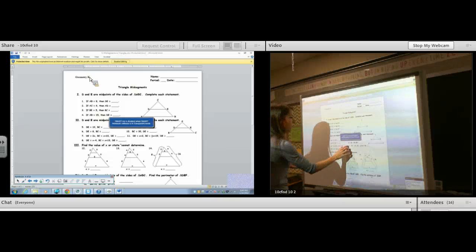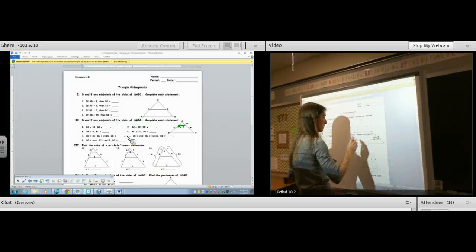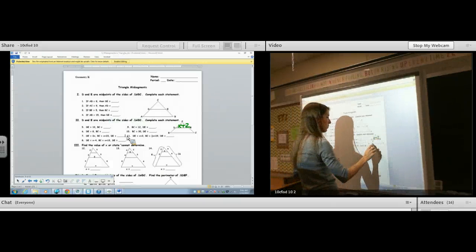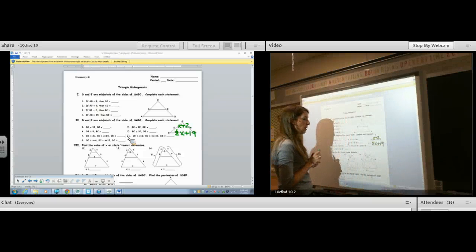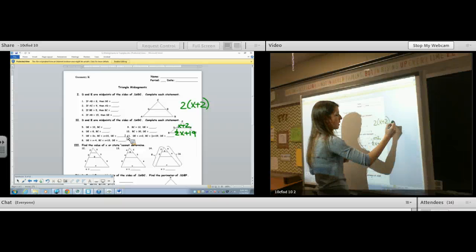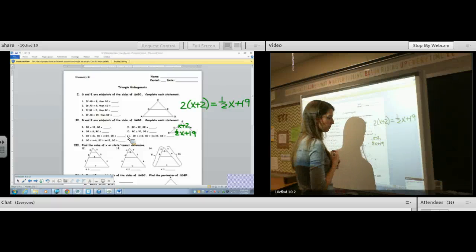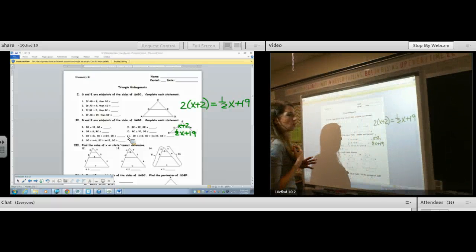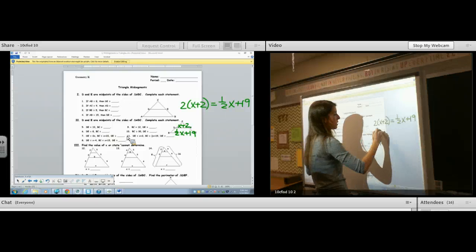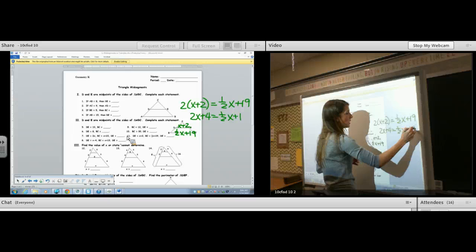Okay, number 11. DE is x plus 2, and BC is 1/2 x plus 19. So we learned yesterday that the mid-segment is half of the base. So I'm going to double my mid-segment, and it's going to equal my base. So I can distribute: 2x plus 4 equals 1/2 x plus 19.